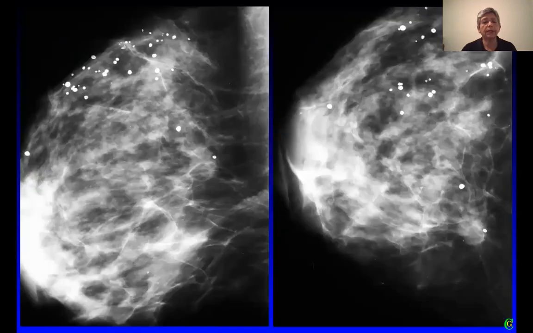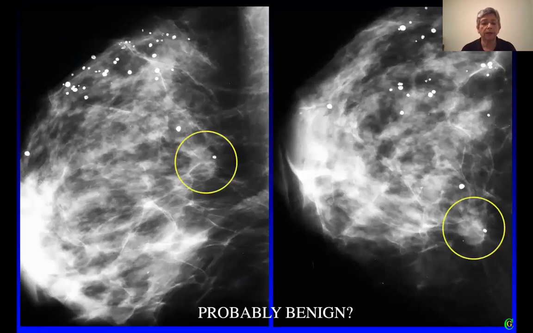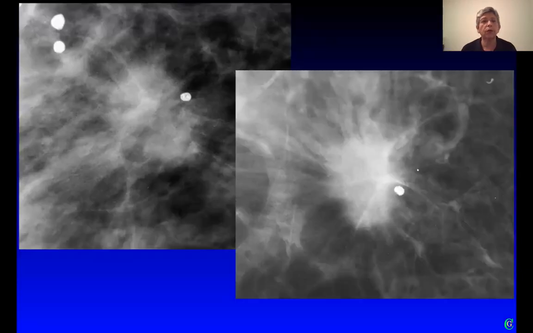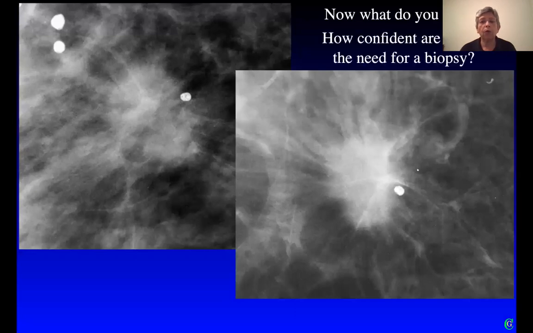Let me show you another example where we have a dense mammogram. It's a busy mammogram with benign scattered calcifications, but there's also a mass identified here. Is this a probably benign lesion? With what degree of certainty on these images can you say whether this is probably benign or not? You bring the patient back, BI-RADS 0, you do additional views. And now I ask you, what do you think? And with what degree of confidence can you say that this lesion needs to be biopsied?